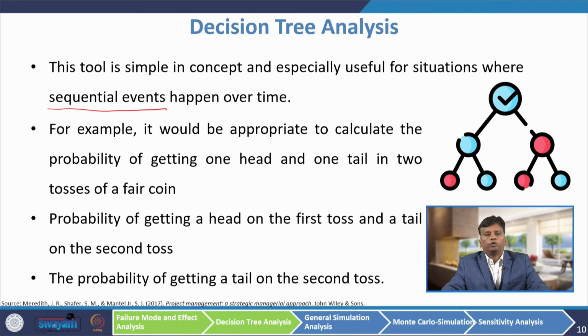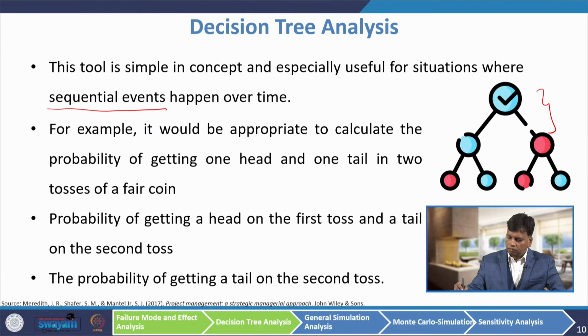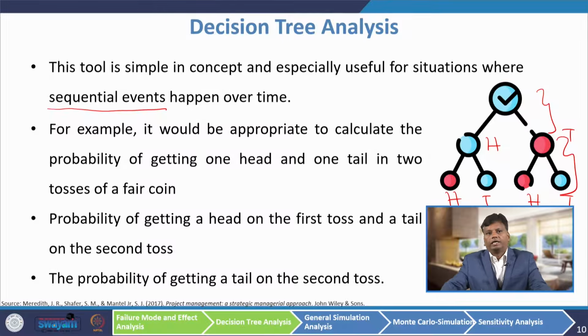For example, it would be appropriate to calculate the probability of getting one head or one tail in two tosses of a fair coin. The picture here is, this is trial 1, this is trial 2. In trial 1 there may be head or tail, in trial 2 here it may be head, here tail, or here may be head or here may be tail. So, the probability of getting a head on the first toss and a tail on the second toss can be found by using this decision tree. The probability of getting tail on the second toss also can be found using the decision tree.